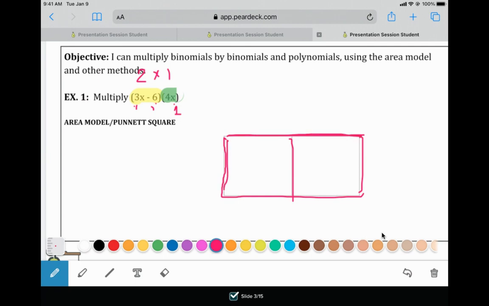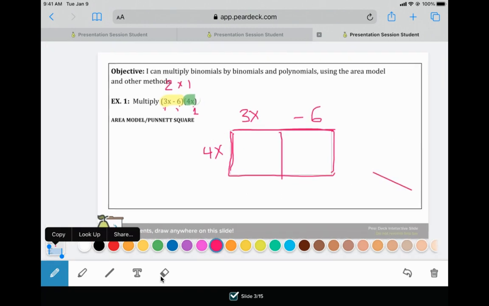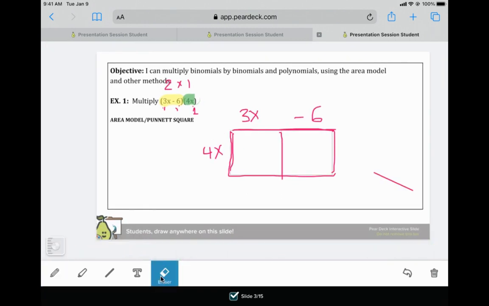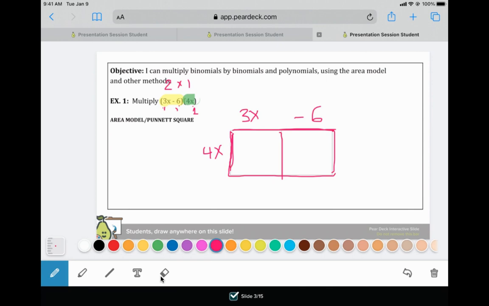So what I would do is label that on the top. This is going to be 3x negative 6. For each term, I put in one box. And the 4x is right here. To multiply, this is one of the methods that I would do. I know some of you know how to use the FOIL method. Some may have seen it. We'll take a look at that later. But for today, we're going to use the Punnett square method. Any questions for me so far with how I label, how I draw the box, and how I put the number for each box?